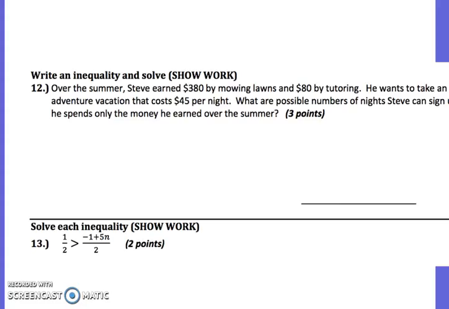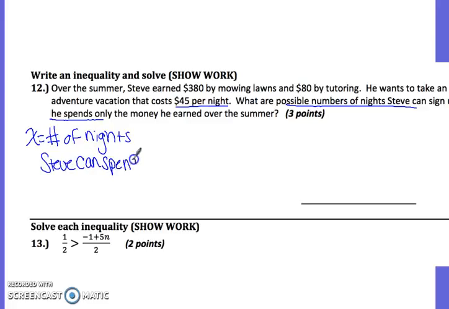Number 12, over the summer, Steve earned $380 by mowing lawns and $80 by tutoring. He wants to take an adventure vacation that costs $45 per night. What are the possible number of nights Steven can sign up for if he spends only the money he earned over the summer? So first, let's think about what we're looking for. It says, what are the number of nights Steve can spend.